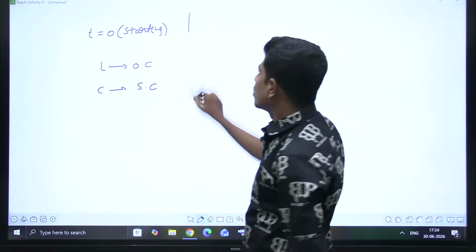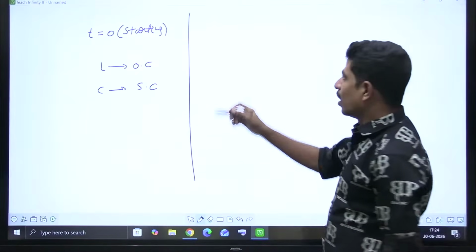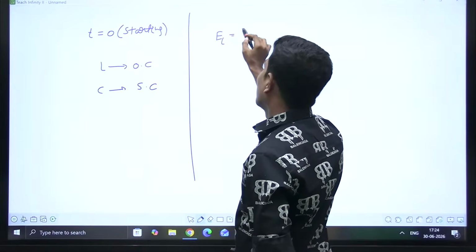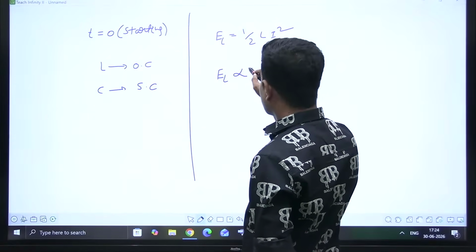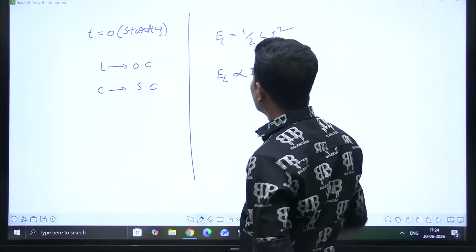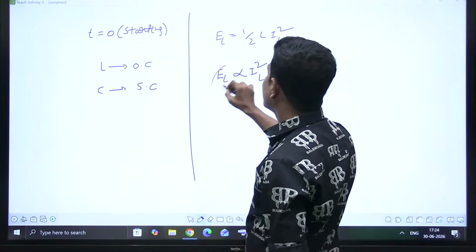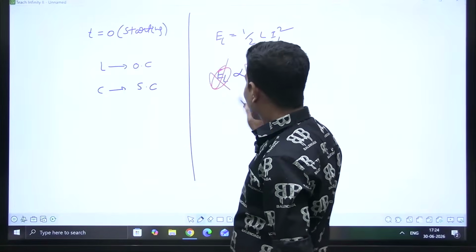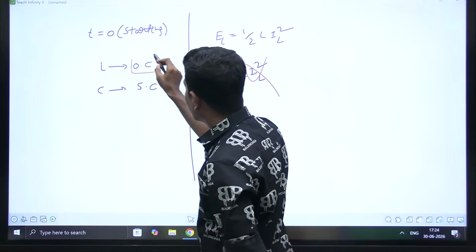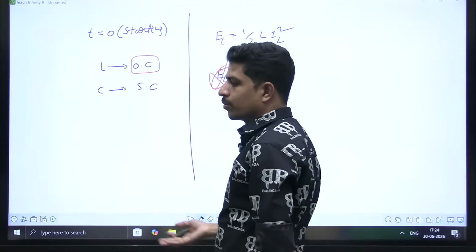I'll tell you. Inductor does not allow sudden change in its current. Why, sir? What is the inductor energy formula? Half L I square. So inductor energy is directly proportional to the inductor current. Now in this practical world, never does any energy change suddenly. So energy cannot change suddenly, current also cannot change. Current is not allowed to change suddenly. Means if the previous current is 0, the present current also will be 0, therefore open circuit.